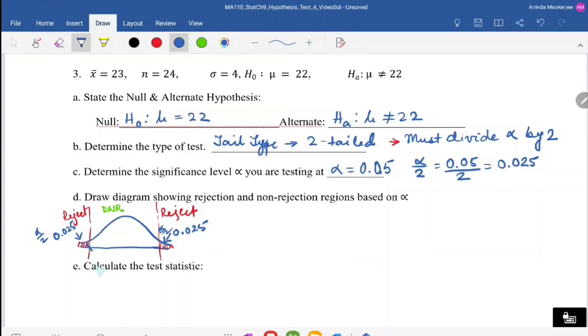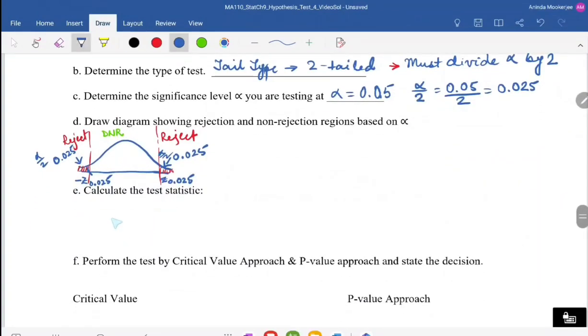And our cutoff values are going to be negative z of alpha by 2, which is 0.025, and positive z of 0.025, all right, on the right-hand side. Part E says calculate the test statistic.